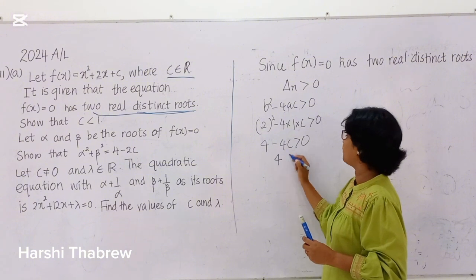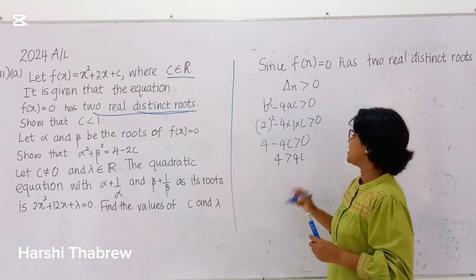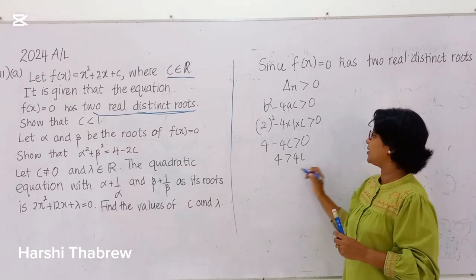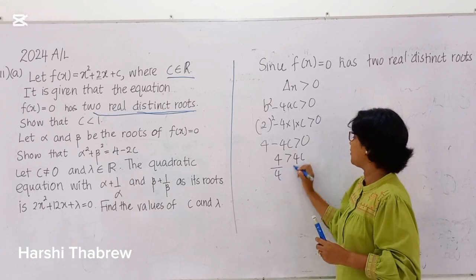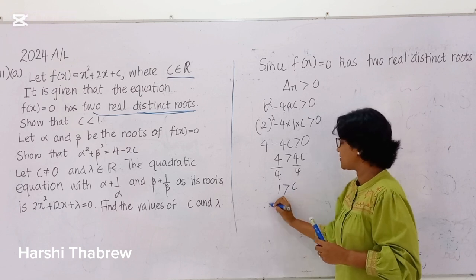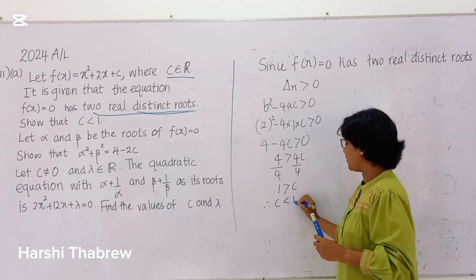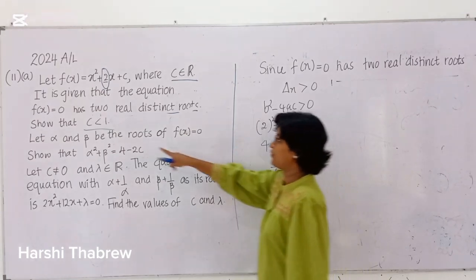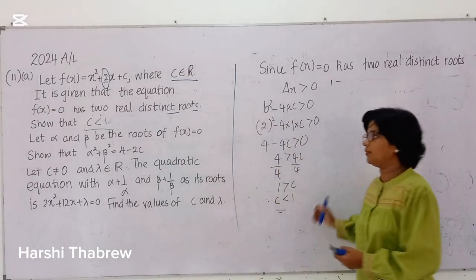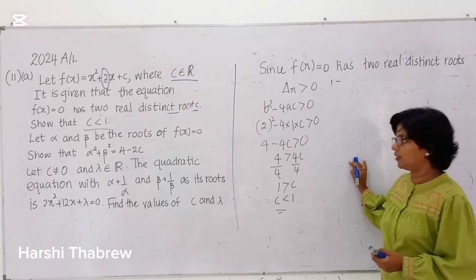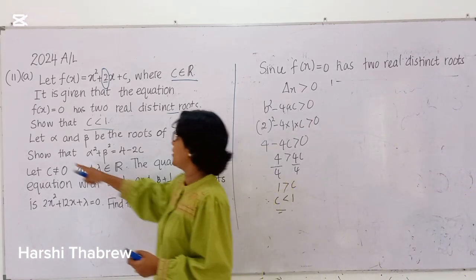So you can write 4 greater than 4c. Since 4 is a positive real number, you can divide both sides by 4. Then 1 greater than c, that means c less than 1. So we showed the first part of the question. Then we should move on to the next part.